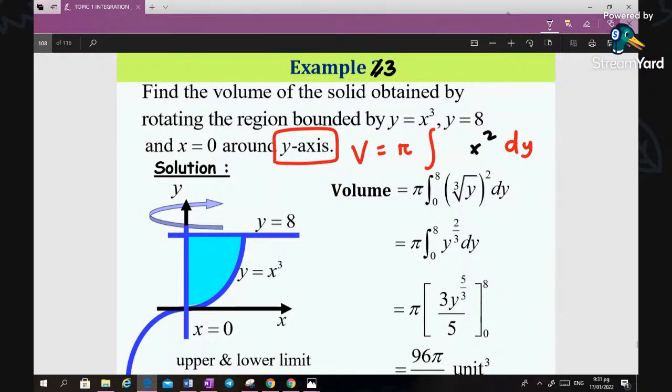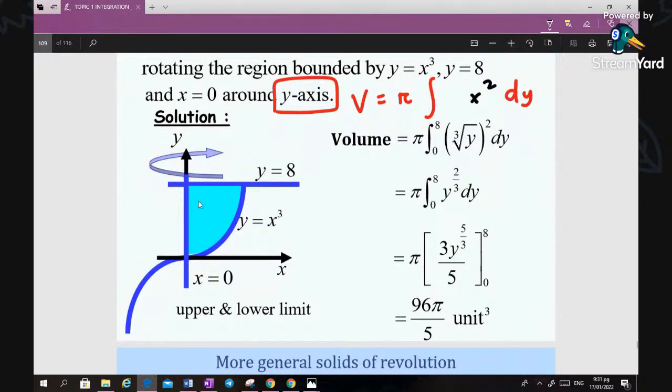Okay, so now based on the sketching, you will sketch the graph. You will see that the region bounded is over here. Okay, so we want x as subject, so we need to write down x equal to y power 1 over 3. Okay, so now we can substitute into the formula, from 0 until 8.